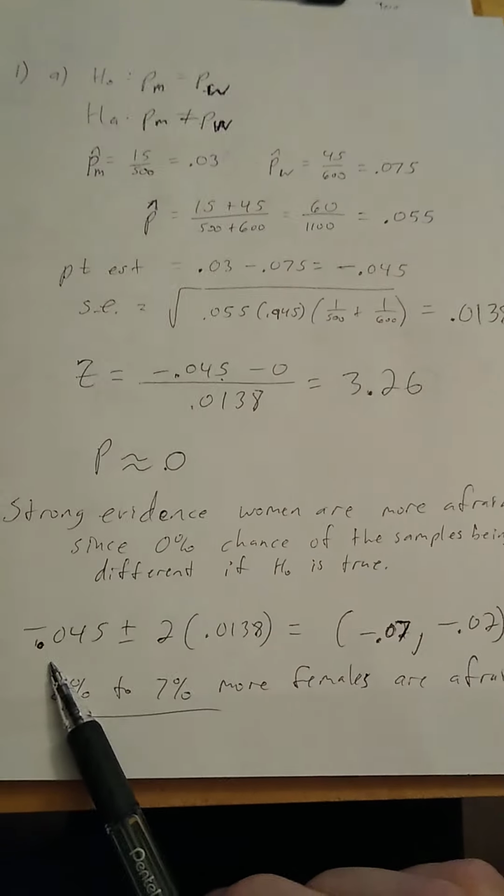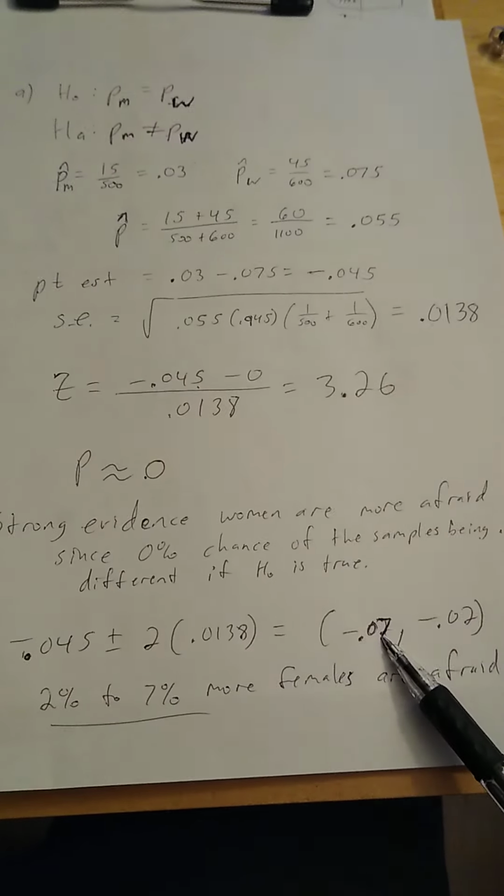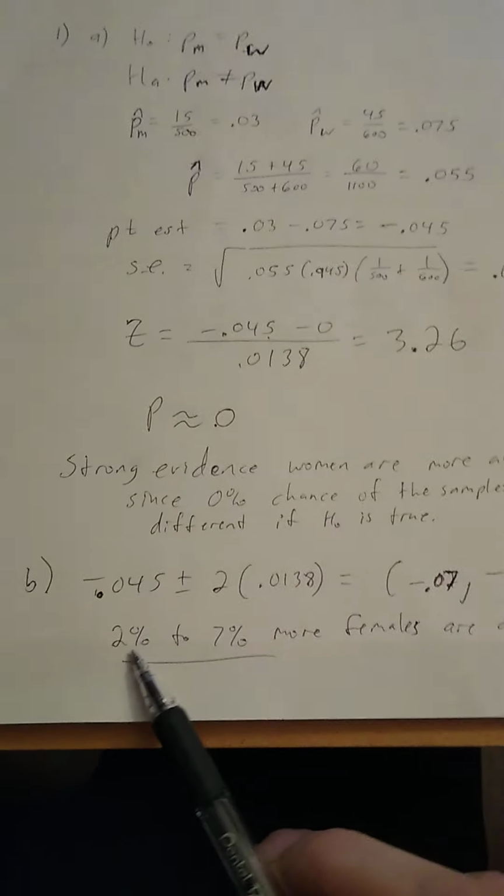Take a look at the confidence interval. Here's the work. Negative 0.07 and negative 0.02. So 2 to 7% more females are afraid than males.